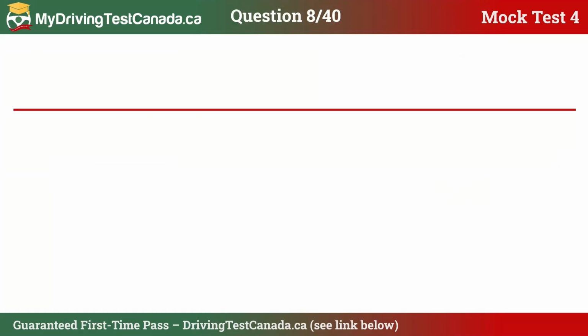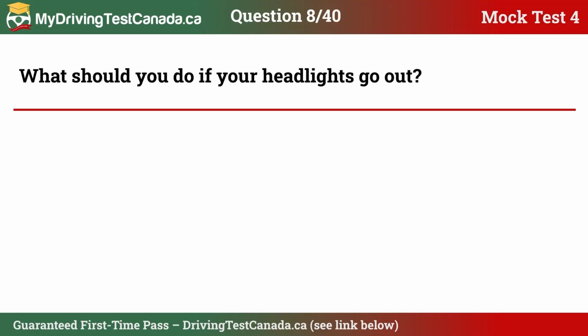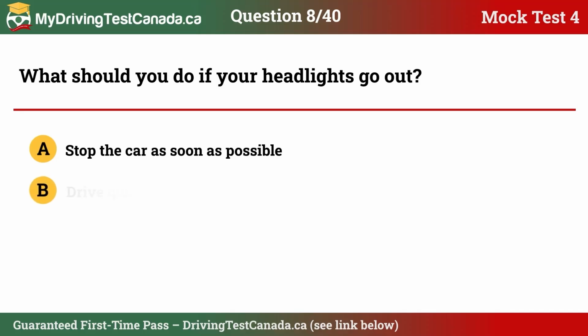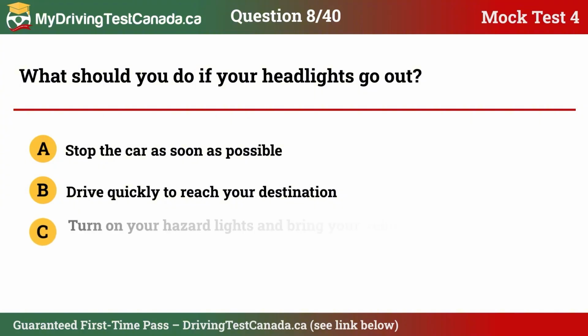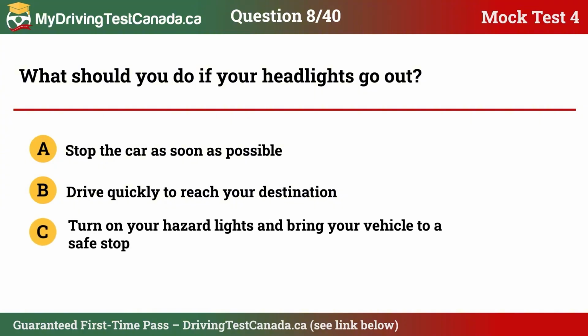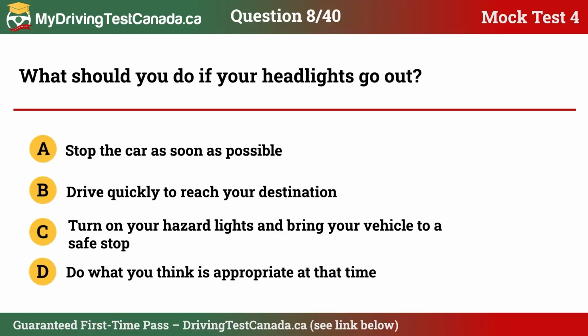Question 8. What should you do if your headlights go out? A. Stop the car as soon as possible. B. Drive quickly to reach your destination. C. Turn on your hazard lights and bring your vehicle to a safe stop. D. Do what you think is appropriate at that time.